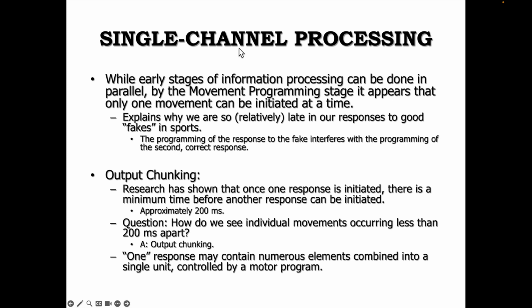So with single channel processing, while early stages can process information in parallel, by that movement programming stage, as we've talked about previously, it appears that only one movement can be initiated at a time. This is one reason why fakes in sports can be so effective. For example, if a basketball player is faking a shot, they could get somebody to jump up in the air, and therefore, by getting that opponent to jump in the air, they can dribble by them because they've gotten them to already jump in the air.